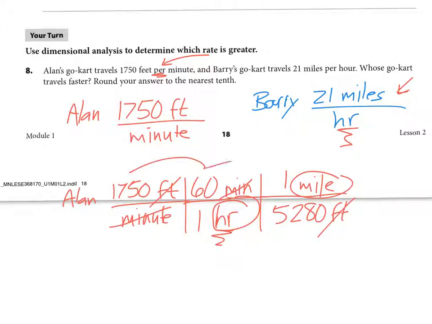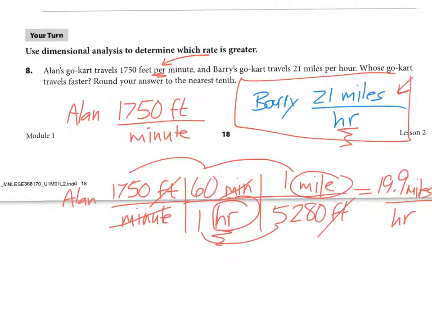Now I do my numbers, multiply everything on top together. So I do 1750 times 60 times 1. Then I'm going to divide that by, that's just going to be 5,280 since it's times 1. And I get 19.9 miles per hour. And that's Allen, so that means Barry is going faster. He's going 21 miles an hour.